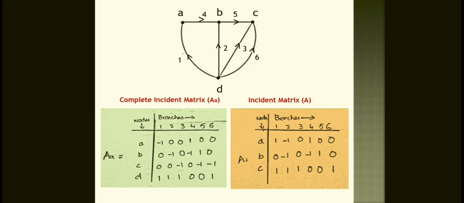Now coming to the complete incidence matrix. This is the graph given. We have to identify from the graph how many branches and how many nodes there are. Here there are only 4 nodes, A, B, C, D, so we take the nodes on the rows: A, B, C, D. There are 6 branches, 1, 2, 3, 4, 5, 6, which should be placed on the columns.